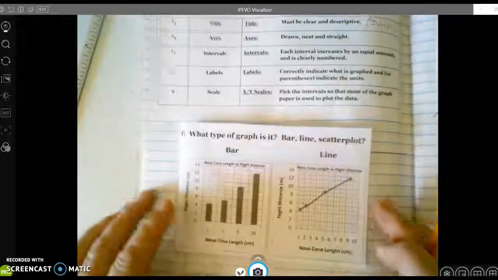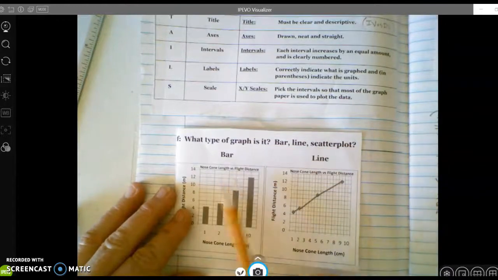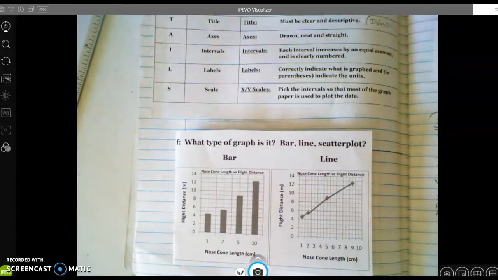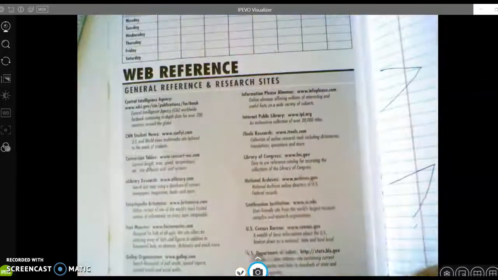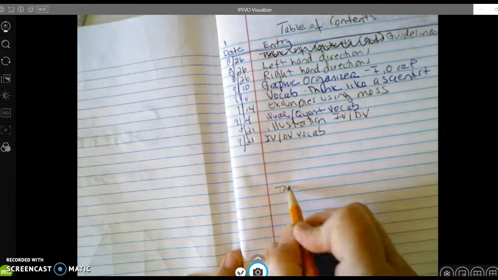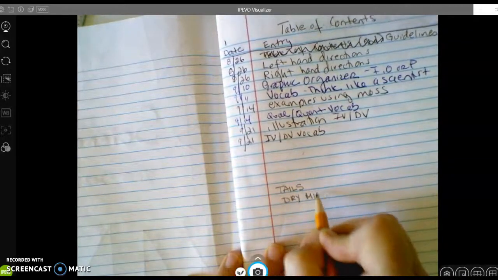You can pause the video while you go ahead and create a good example of TAILS so you have something to refer to, bar and line graph. And that's it. When you're done with this, I'm going to ask you to take a picture of both page 24 and 25 so I know that you did this and took the notes as needed. You also want to make sure that you write in your table of contents page 24 and 25. So page 24 is TAILS and 25 is dry mix.